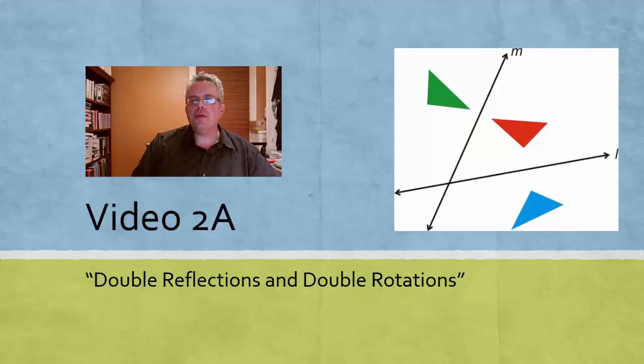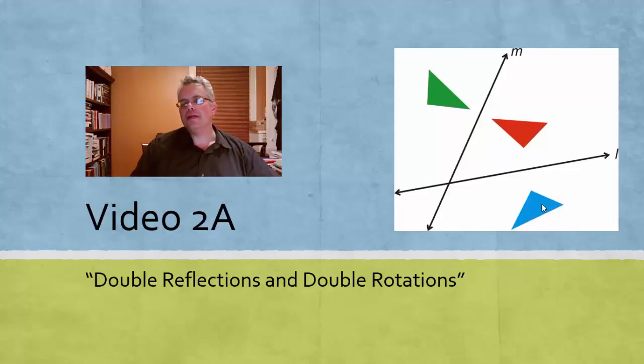What I mean by a double reflection is shown in this kind of figure right here. If we start with the blue triangle and reflect it over line L, we would get the red triangle. And if we take that and reflect it over the second line, line M, we would get the green. So that would be a double reflection.